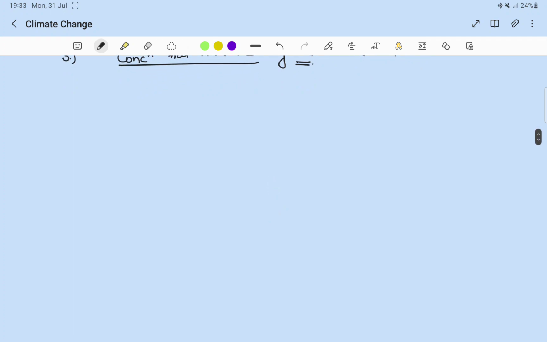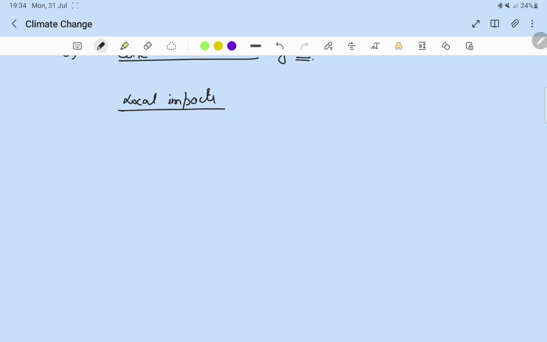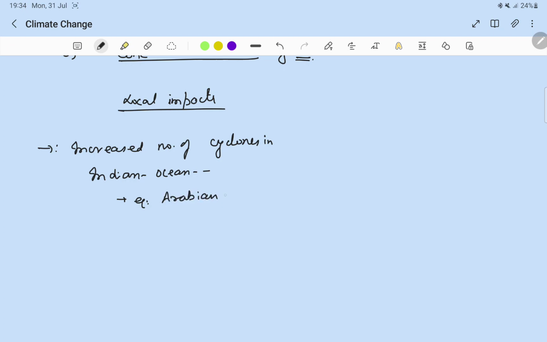And if we want to look into certain examples which are quite evident in real life and which we can actually visualize taking place, these examples can be local and global. So local impacts that we have seen of climate change: firstly, increased number of cyclones in the Indian Ocean, especially in the Arabian Sea. Recently, there was a cyclone called Biparjoy. Okay, Biparjoy cyclone was there.